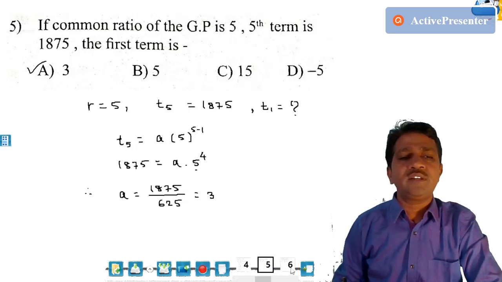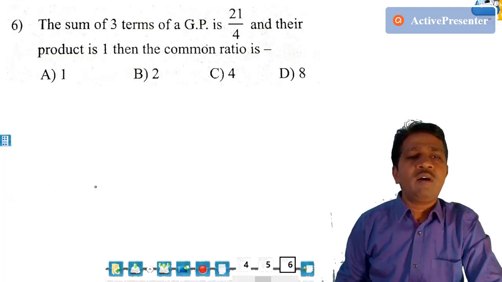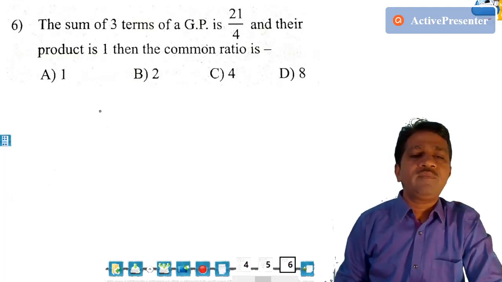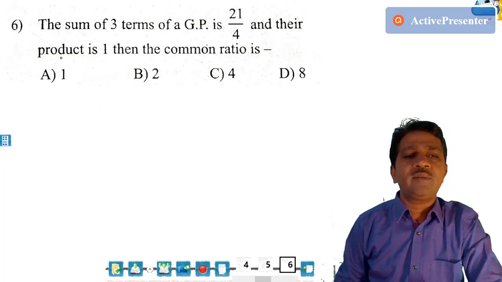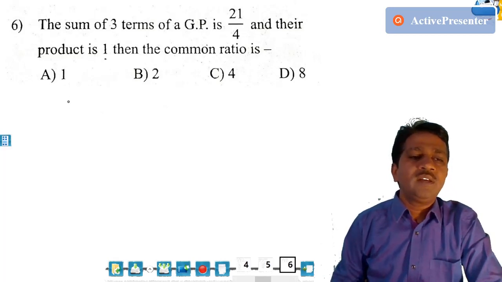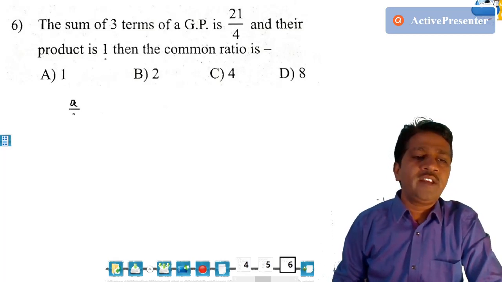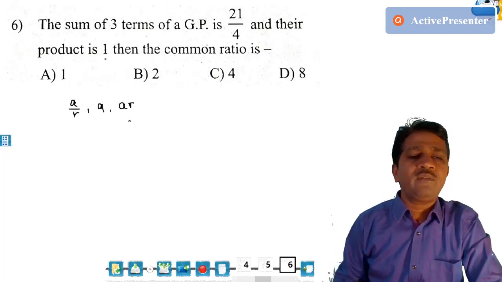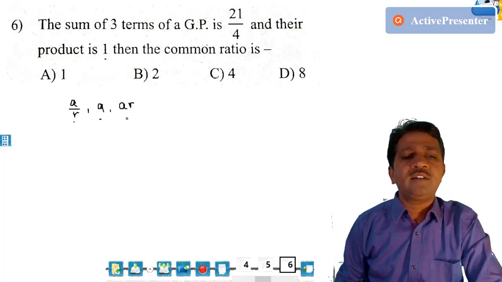These are very simple questions. The sum of 3 terms of a GP is given as 21/4 and their product. And since the product is given, for convenience, we take the 3 terms as A by R, A and AR. You can find that if I multiply the first term by R, I will get the second, and if I multiply the second term by R, I will get the third term. So these are the 3 terms in GP, and we have to find the common ratio.